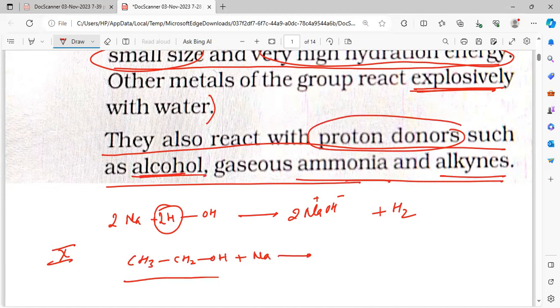Treating with the sodium metal. So what is it going to give? CH3CH2ONa plus hydrogen gas is liberated. If you are taking two molecules, you need to take two molecules, and this is the two molecules and their hydrogen gas.